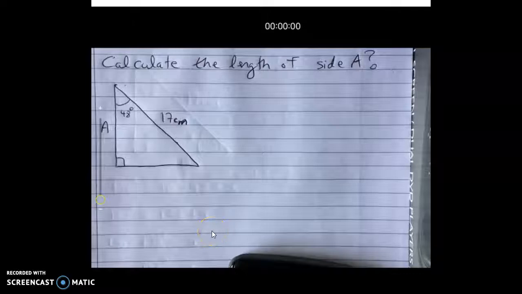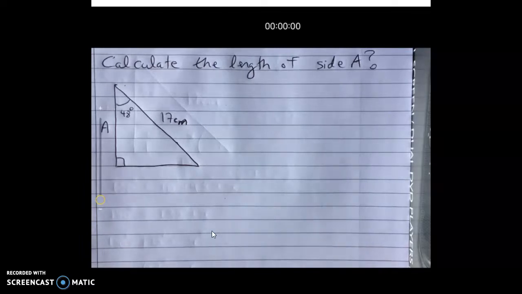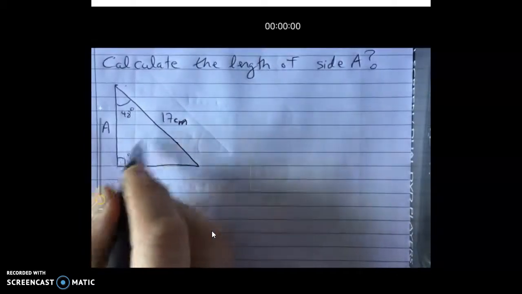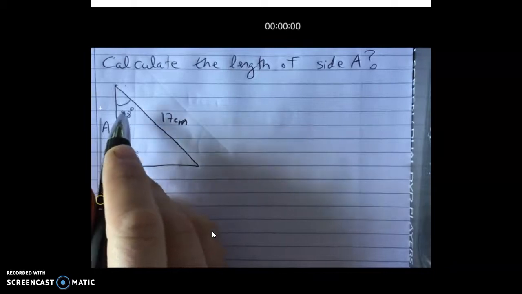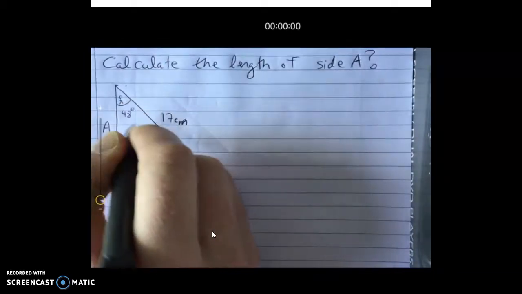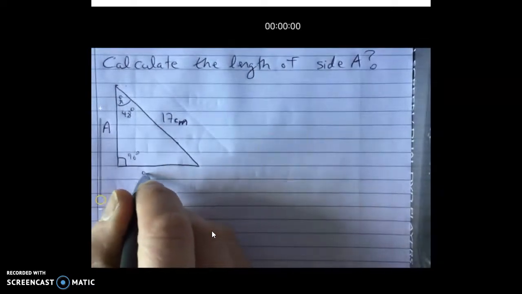Right, here we have a right angle triangle and we're asked to calculate the length of the side A. Okay, so it's a right angle. This is 90 degrees here. And we're asked to calculate the side A. We're looking out from 48 degrees. If we were pretending we were sitting up here looking down, that side there would be the opposite.